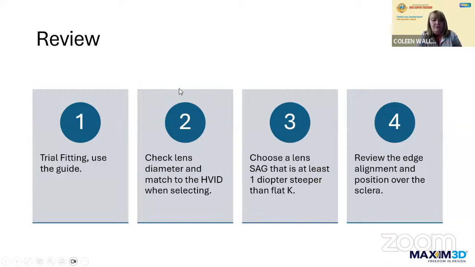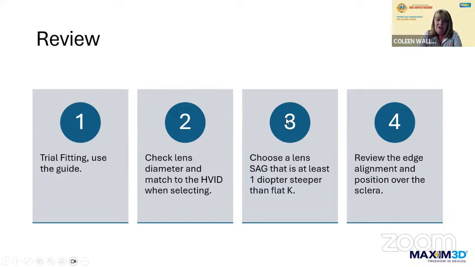So just to review, always use the fitting guide. You always want the diameter to match the HVID. So for larger corneas, use the 16.4 diameter. For smaller corneas, use 15.9 diameter. When choosing a lens base curve out of the fitting set, you can try to use 1 diopter steeper than flat K to choose your trial lens, and that'll get you close. It may not be the exact lens that you use.